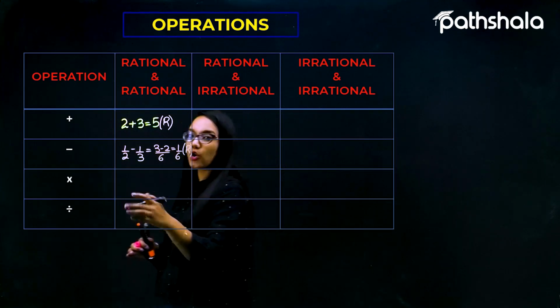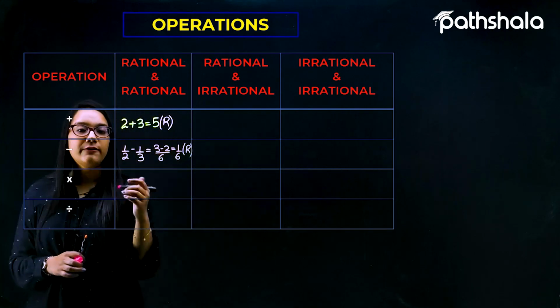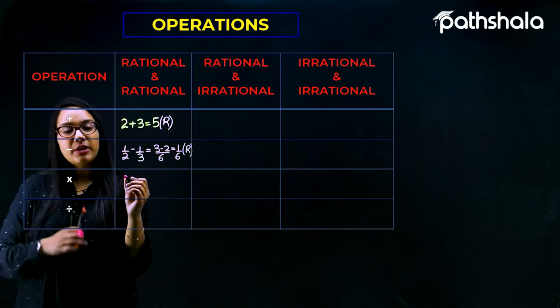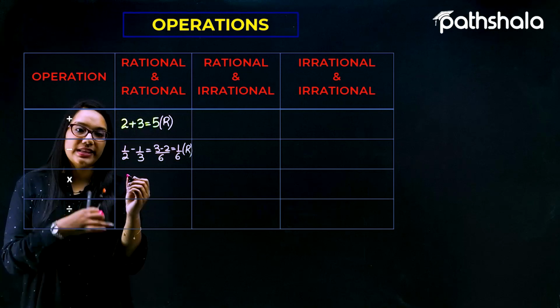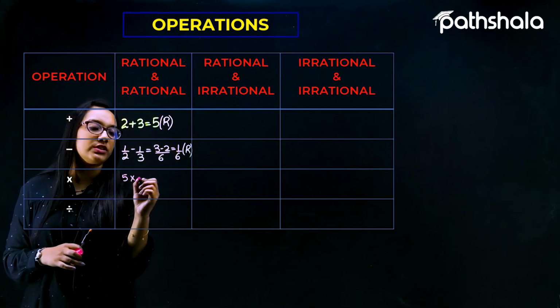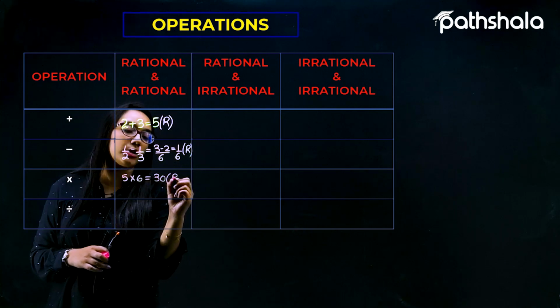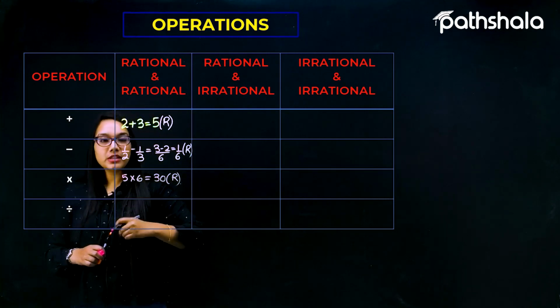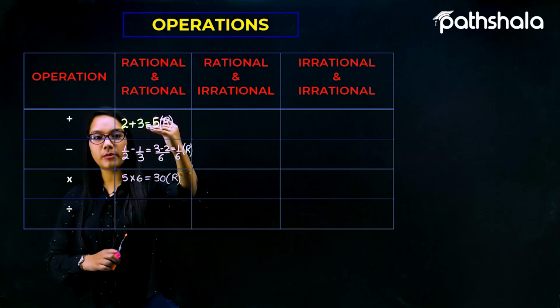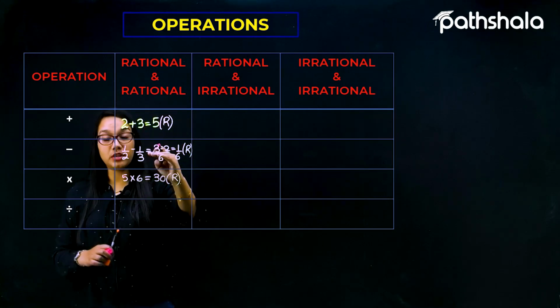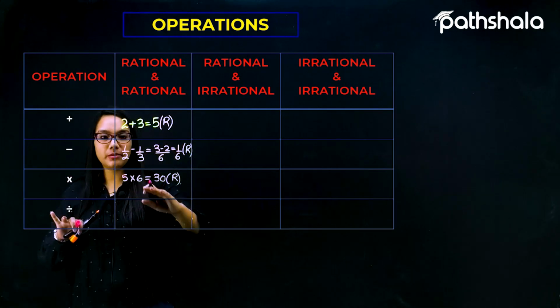Now let us suppose we are talking about multiplication, and if we take a particular example, let us suppose I am taking 5 and 6. So 5 is a rational, 6 is a rational. So 5 into 6 is nothing but 30, and 30 is again a rational. So it means that the addition of two rational numbers is rational, the subtraction is rational, and the multiplication is rational.